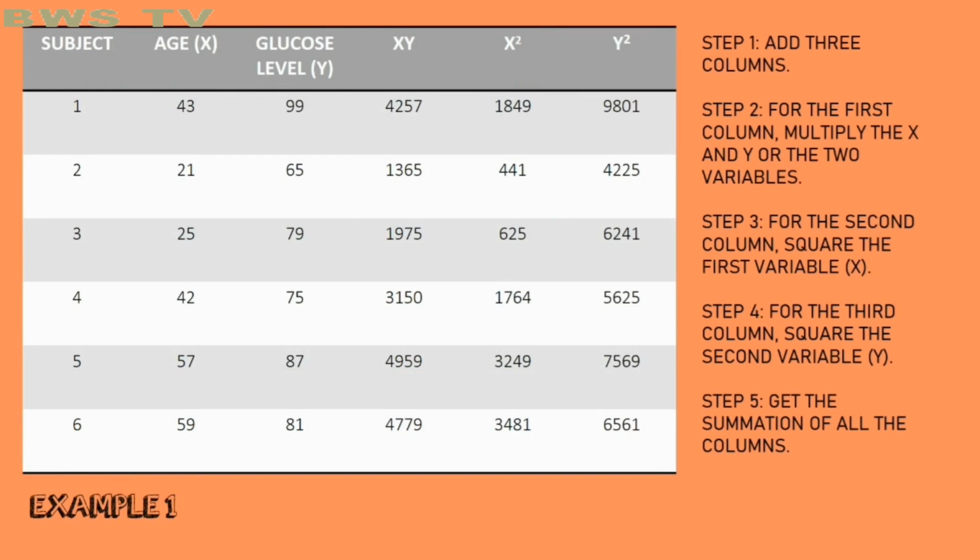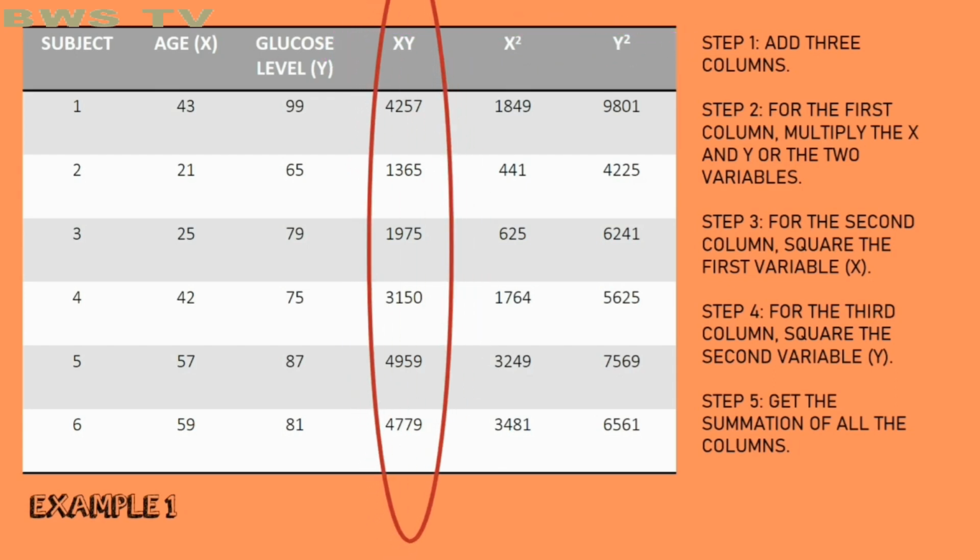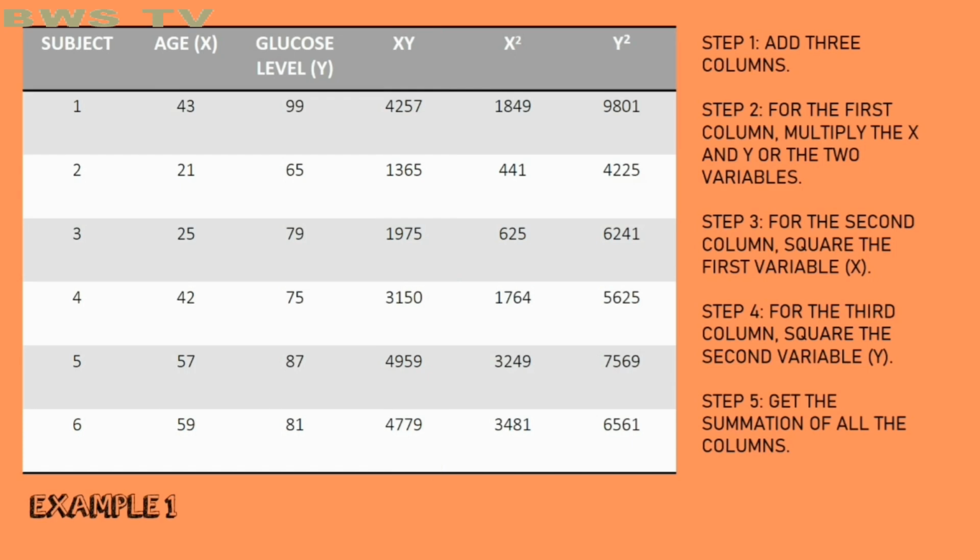Now let's take a look at example 1. In example 1, we're looking for the correlation between people's age and glucose level. Firstly, what we need to do is add 3 more columns. Now, how do we get these columns? Well, for the first additional column, you simply multiply your first and second column, ignoring the subject column, as that is just a column counting how many variables are in the columns.